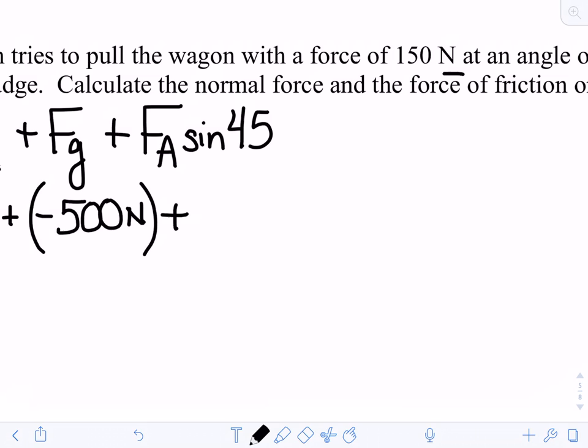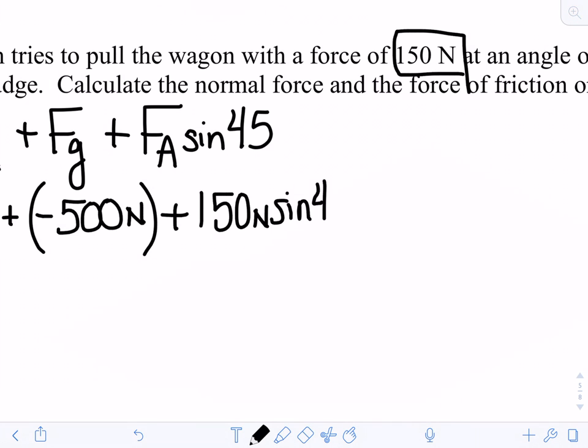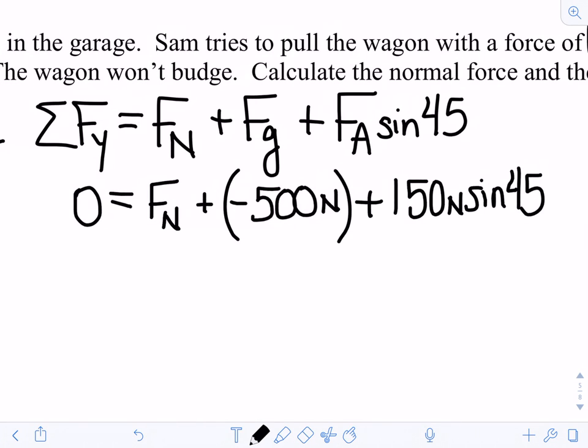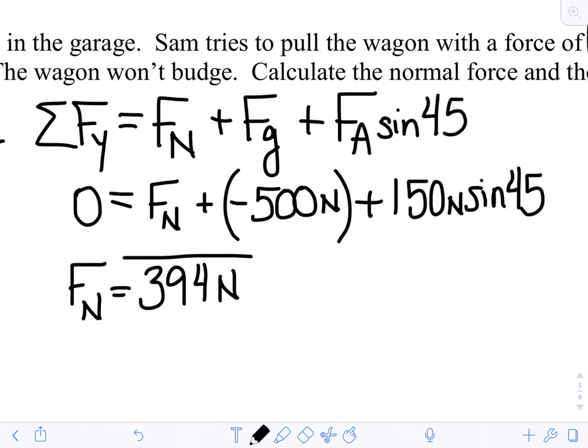Now we know that Sam is pulling with 150 newtons at an angle of 45 degrees. So when we look at this force equation, the only thing we don't know is the normal force. And when we do the algebra, we find that that normal force is going to be 394 newtons. Not too bad.